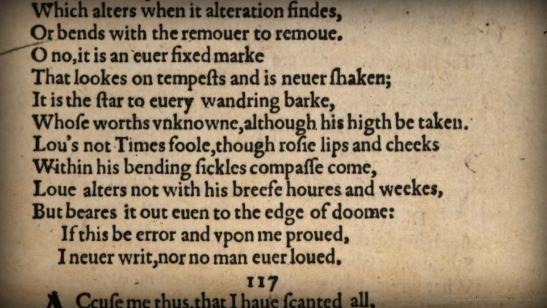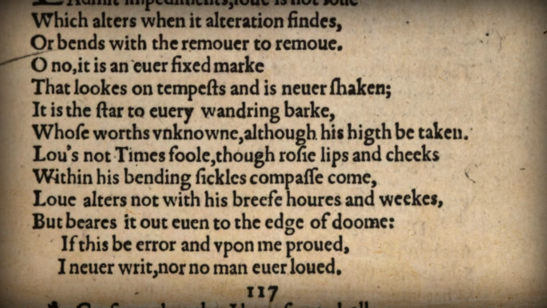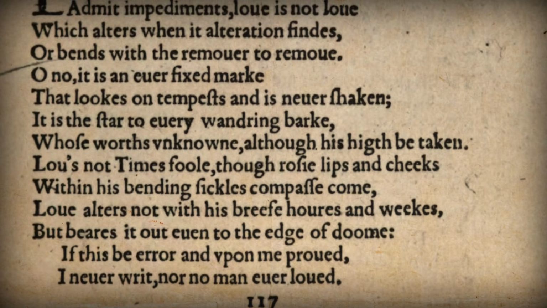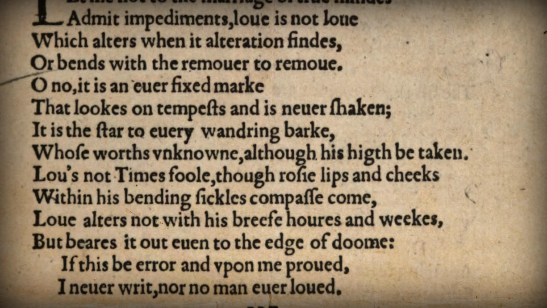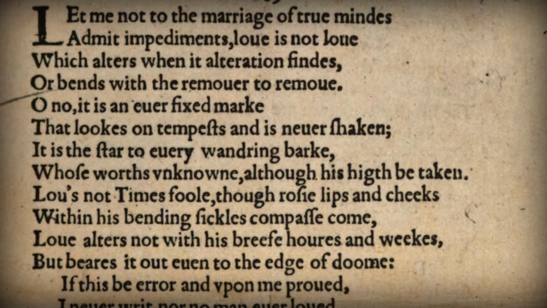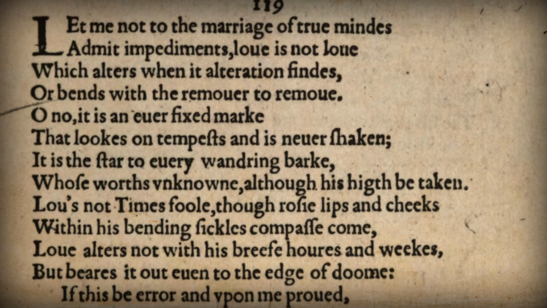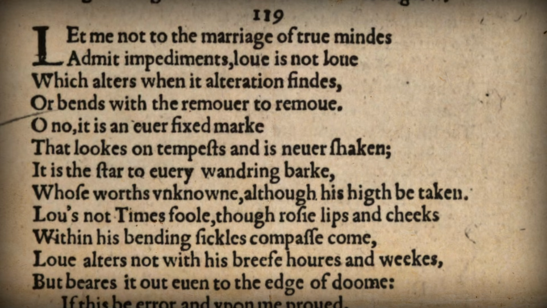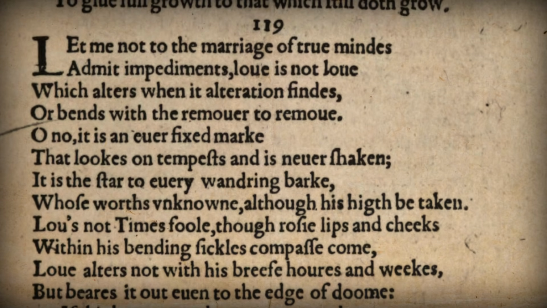Like, when you look at or read the poem, notice how easily words change in it. Alters to alteration, remover to remove. Maybe he's worried that love might change too. I mean, look at that first line, love is not love, and look at all the no's and nors and nevers in the poem. But in the end, he does come to an emphatic conclusion.